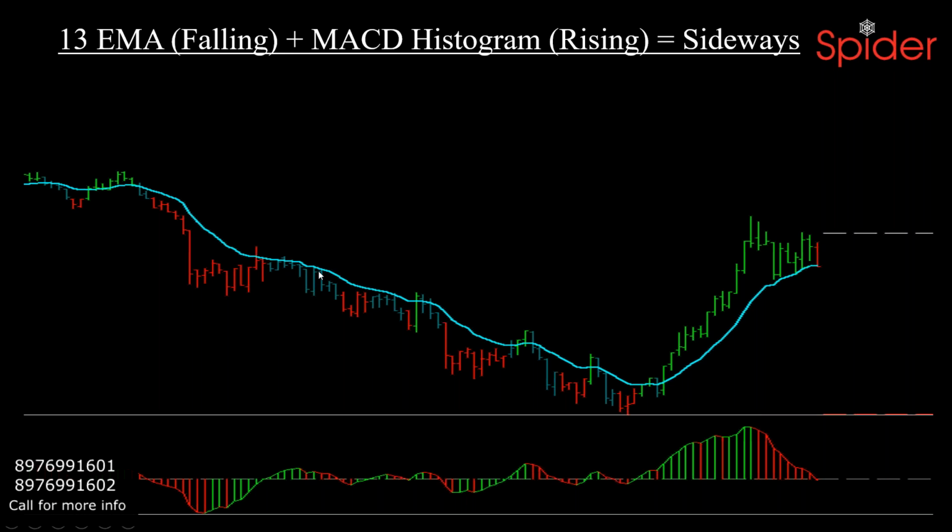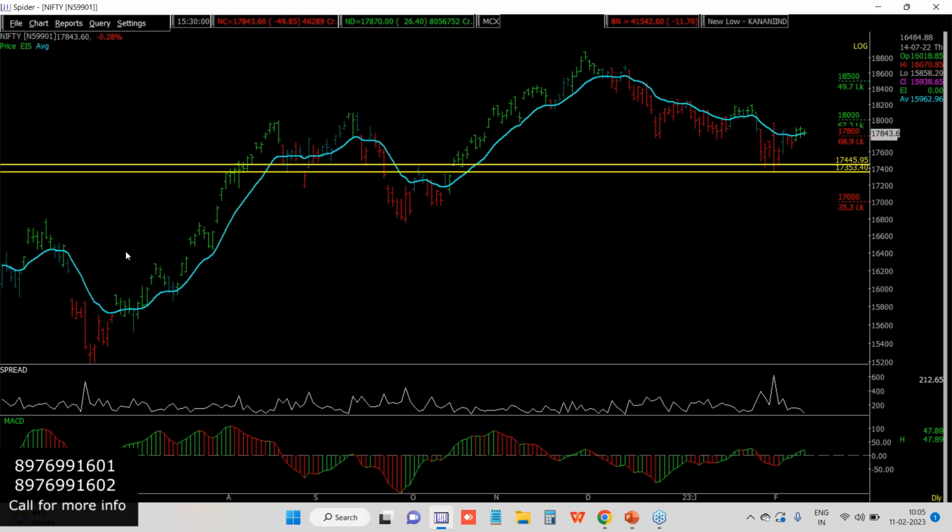In this scenario also, you can see that the 13 EMA was falling from this point and the MACD histogram, which is plotted below, is rising, and the candles forming on the chart right now are blue, which clearly shows that in this script the players are a little confused whether the trend is going upwards or downwards. Now we'll move on to the software and see some examples.